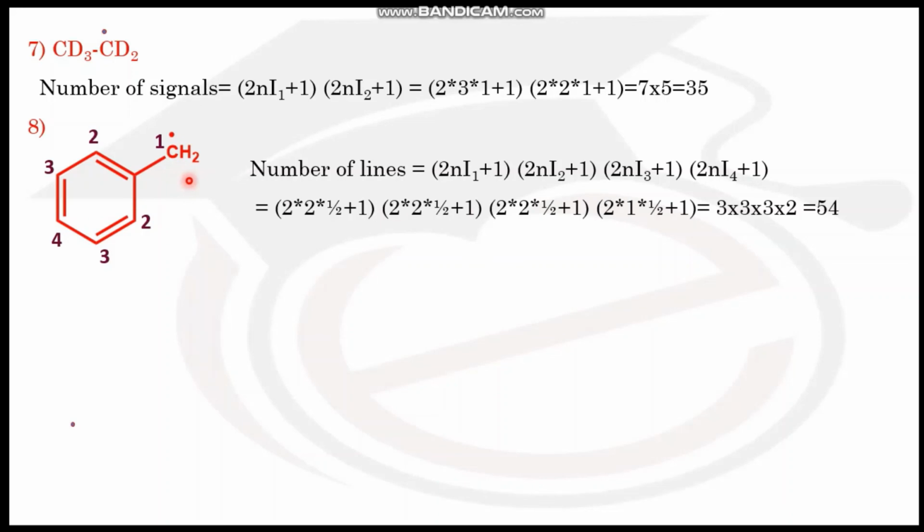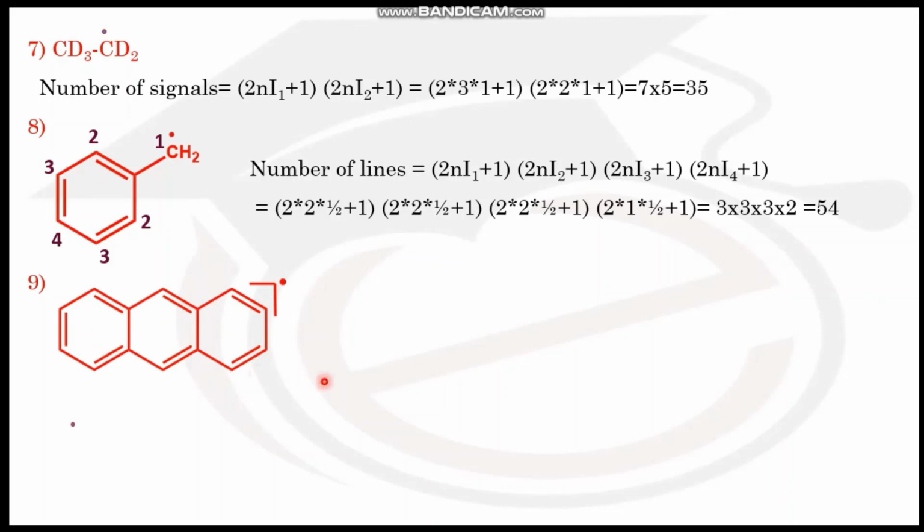And the number of lines will be, first this one, 2 into 2 into 1/2 plus 1. Now the second one, 2 into 2 into 1/2 plus 1. Third type of hydrogen, 2 into 2 into 1/2 plus 1. And this fourth one, 2 into 1 into 1/2 plus 1. Overall 54 lines are there.